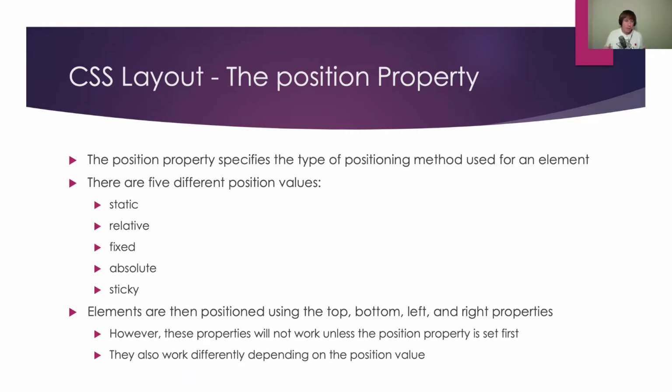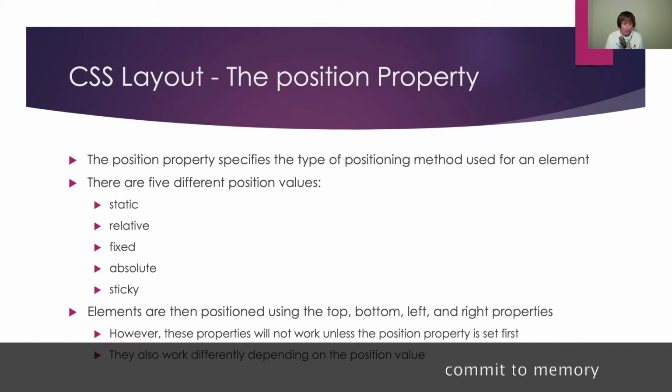Now, coming back to web development, let's talk about the position property. We looked at it before. We saw that we used it with the Z index, but now let's talk more details. The position property specifies the type of positioning method used for an element. There are 5 position values. We have static, relative, fixed, absolute, and one of my favorites, sticky. Now, elements are then positioned using the top, bottom, left, and right properties. However, these properties will not work unless the position property is set first.